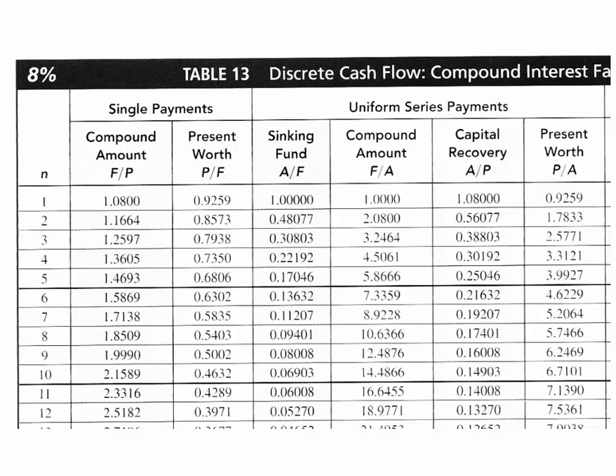So there's 4 different combinations that's shown here because you can convert from the annual amount to a future amount, from the future to an annual, annual to present, and present to annual.